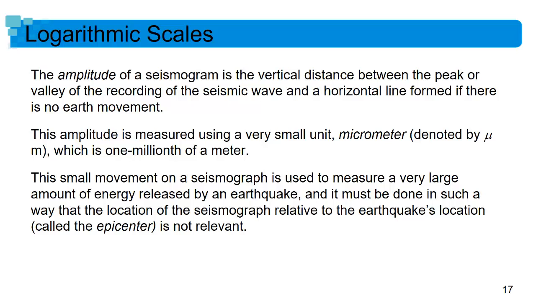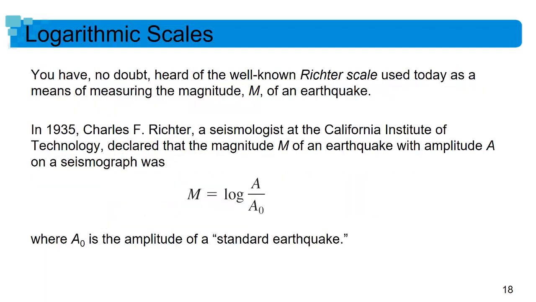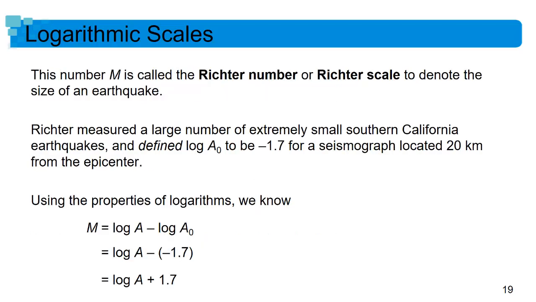We measure it in really, really small units, micrometers, right? So you're talking about tiny, tiny measurements. In 1935, Charles Richter, seismologist, came up with the formula for the magnitude. The magnitude equals log of A over A0, where A0 is the amplitude of a standard earthquake, kind of the smallest measurable bounce. And it's defined to be negative 1.7 for a seismograph that's located 20 kilometers from the epicenter.